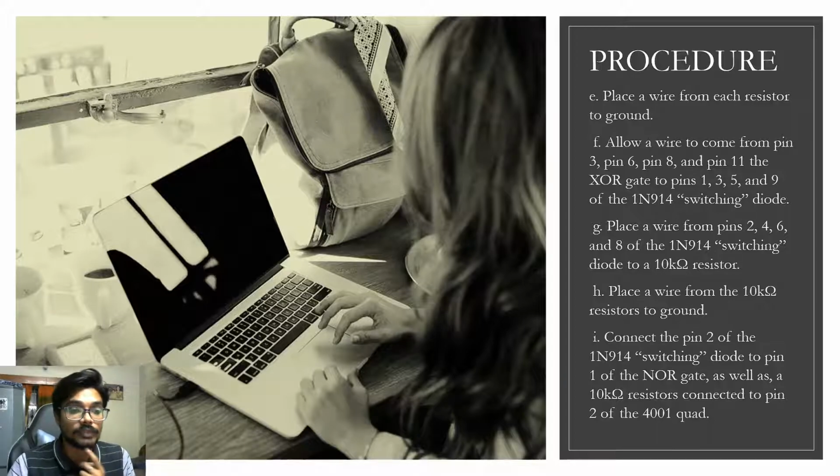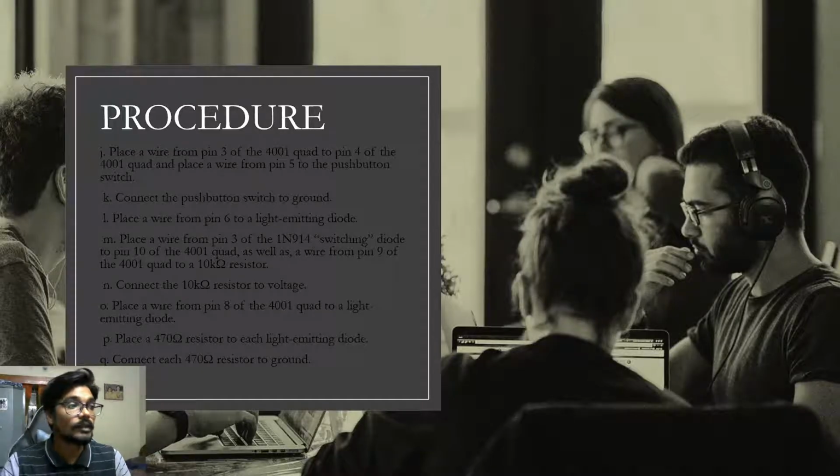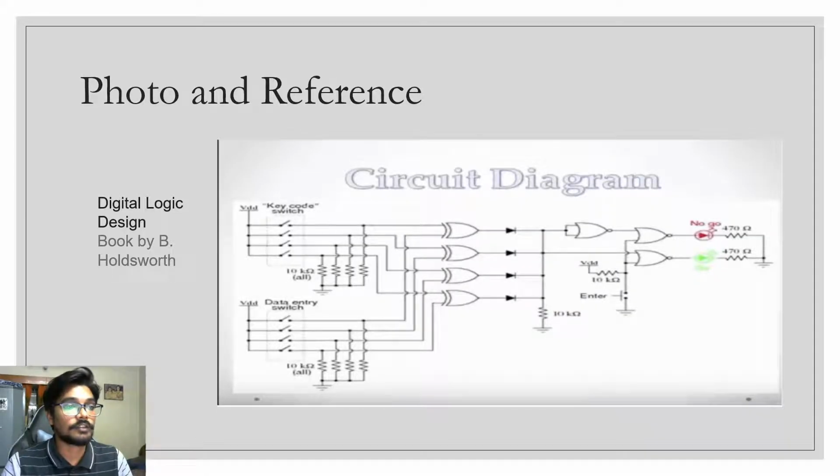So if the connection pin of the two 1N914 switching diodes goes to the pin of the NOR gate as well as a 10 kilo ohm resistor to the 4001 quad. So in the last case, if we say pin 3 of the 4001 quad to pin 4 of the 4001 quad, then the push button connects to the ground and the 6 light emitting diodes will be appearing. So the 10 kilo ohm resistance to the voltage, and placing the 470 ohm resistor at each light emitting diode. So this is the photo of the diagram.